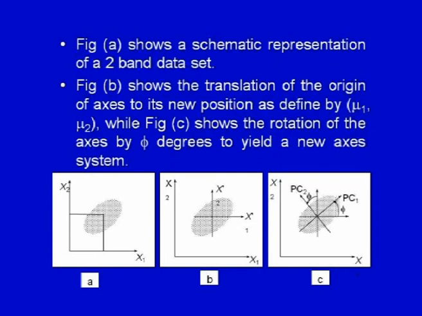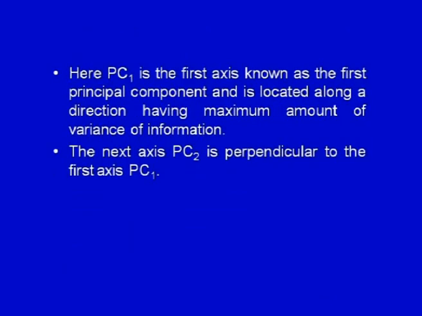Here, a pictorial view of the process is shown. Figure A shows a schematic representation of a 2-band data set. Figure B shows the translation of the origin of the axes to its new position as defined by mu 1, mu 2, which are nothing but the mean values of band 1 and band 2, while figure C shows the rotation of the axes by an angle phi to yield a new coordinate system. These axis systems are known as the principal component axes. Here, PC1 is the first axis, known as the first principal component, and is located along the direction having the maximum amount of variance of information. The next axis, PC2, is perpendicular to the first axis PC1.